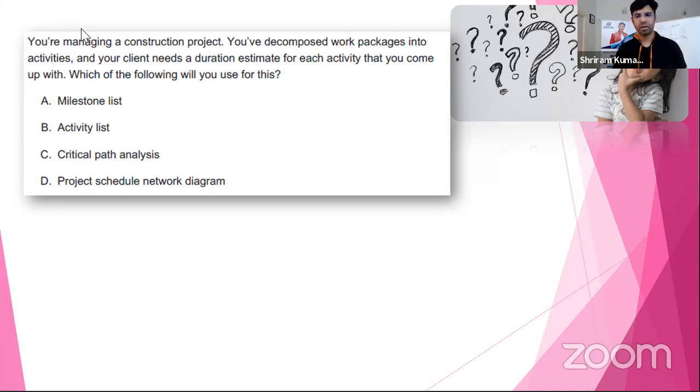Okay, I'm starting to get answers, B, activity list. If you have read the PMI PMP books, you would understand that you decompose the work packages, the list of work to be completed under the WBS, into activities. Your client needs durations and is asking you to share a duration for each activity. Which of the following will you use to find it? If I want to find the duration of an activity, I will go for an activity list, right?